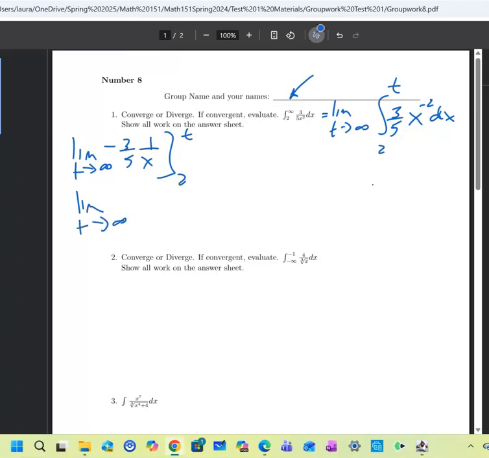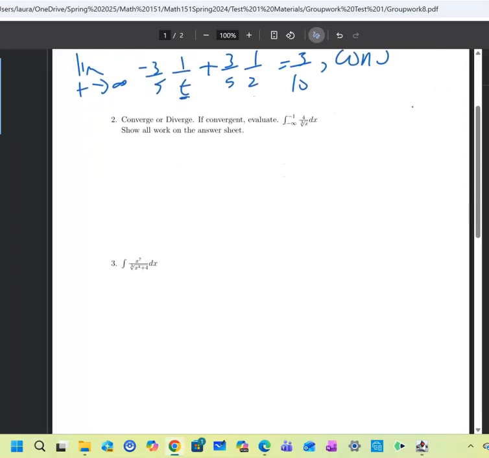So now this is an important step that you want to take the time to plug the t in, right? When you have a definite integral, you plug that number in first. So -3/5 1 over t, subtract a -3/5 1 over 2. So now when you plug in the infinity, this goes to 0, and so I get 3/10. Since this equals a number, we can say that this integral converges. So let's do this one.